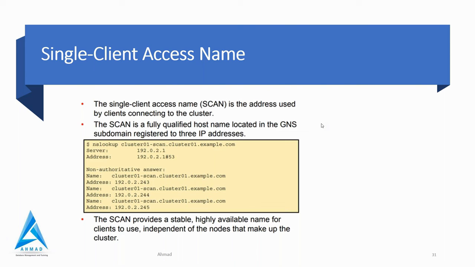So if you specify a GNS domain during installation, then SCAN defaults to cluster name-scan.gns_domain. If a GNS domain is not specified in installation, then SCAN defaults to cluster name-scan.current_domain. Okay, so like that this is done. And during installation, listeners are created on each node for the SCAN IP addresses.